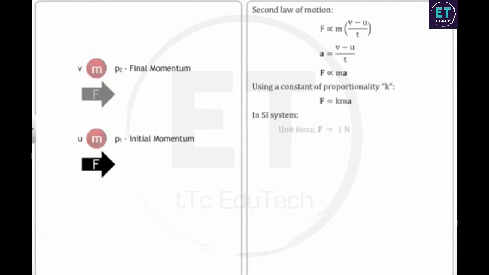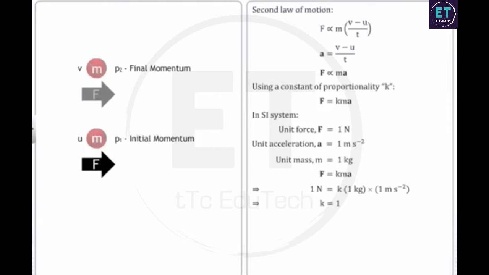In the SI system, a unit force is a force with a magnitude of 1 Newton. Unit force is defined as a force that produces unit acceleration, that is, 1 meter per second square, when applied on a body of unit mass, 1 kilogram. Thus, substituting the values in the expression F is equal to kma, and simplifying, we get the value of k as 1. Hence, we get the mathematical expression of the second law of motion as F is equal to ma.